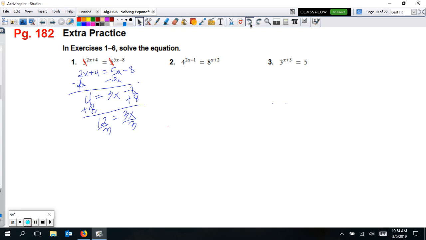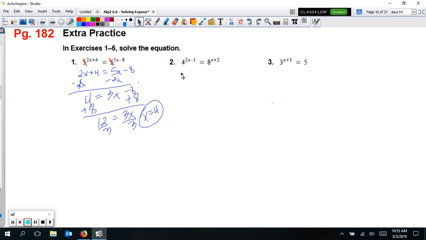And 12 divided by 3 gives us 4, so our answer, x is 4. Number 2, now this gets a little more challenging because the bases are not the same. So what we want to try to do here is get these bases to become the same base. So we want to break down the 4, break down the 8.